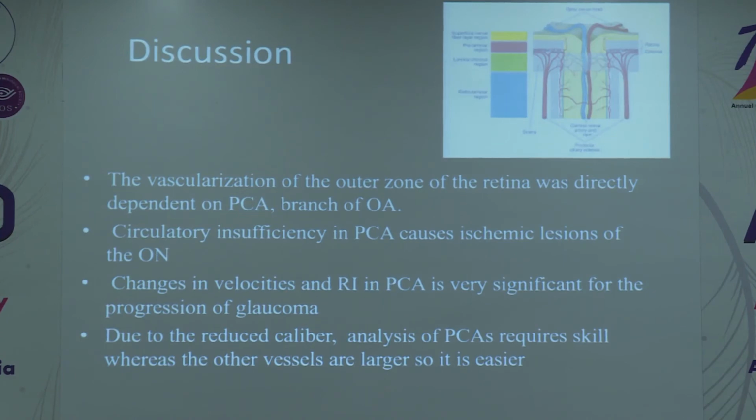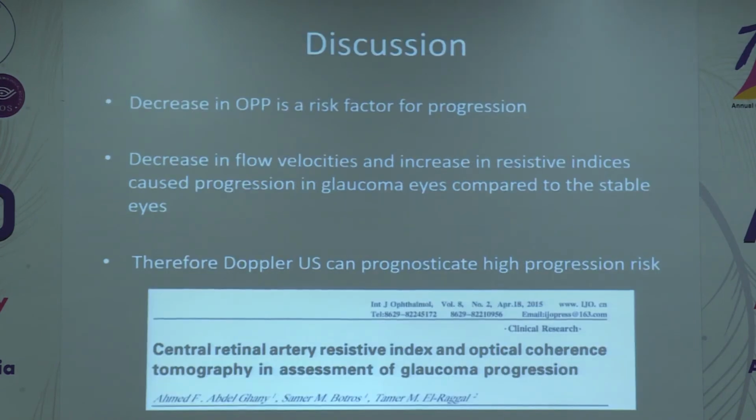Coming on to the vascularization, the outer retina is supplied mainly by the posterior ciliary artery, and the posterior ciliary artery plays a very important role in the progression of glaucoma. Ischemia to the PCA causes progression of glaucoma, and analysis of the velocity of the posterior ciliary artery can give a clue for the progression of glaucoma. But it requires a little skill as the vessel is small compared to the ophthalmic artery and central retinal artery.